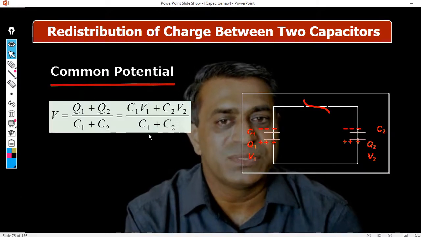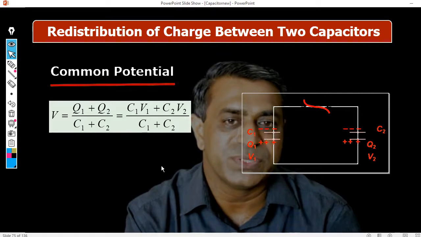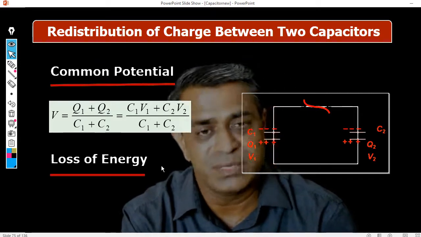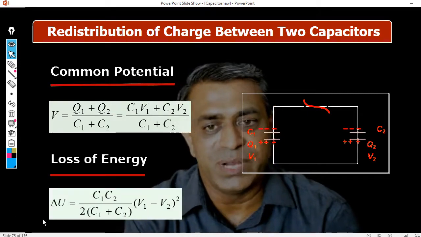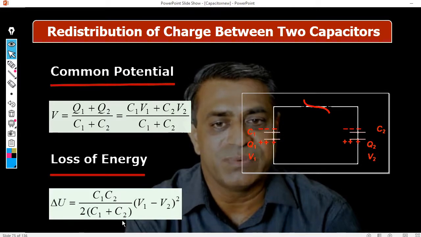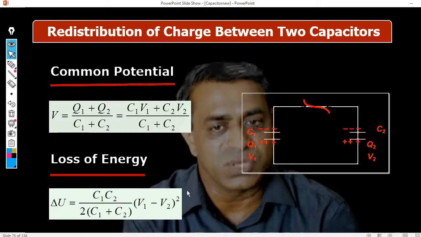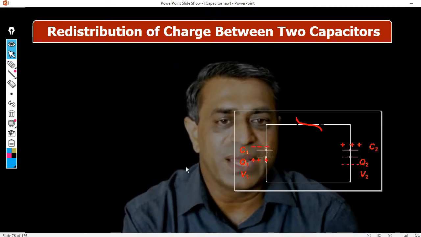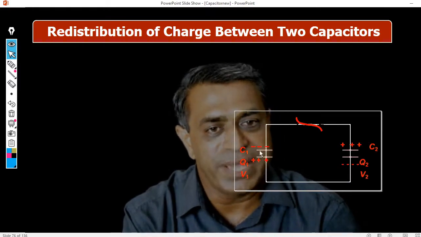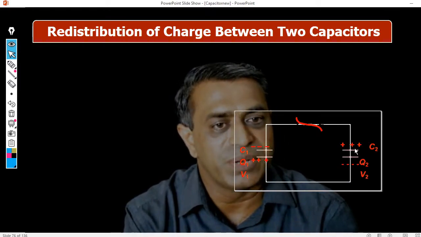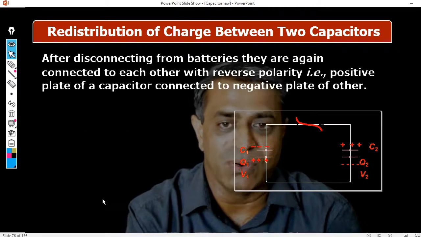Common potential is (C1 V1 + C2 V2) upon (C1 + C2). So we have derived all these relations initially. Delta U is C1 C2 upon twice (C1 + C2) times (V1 - V2) whole square. If they are connected oppositely, it means the negative terminal is connected with the positive terminal, then consider the difference of charge.